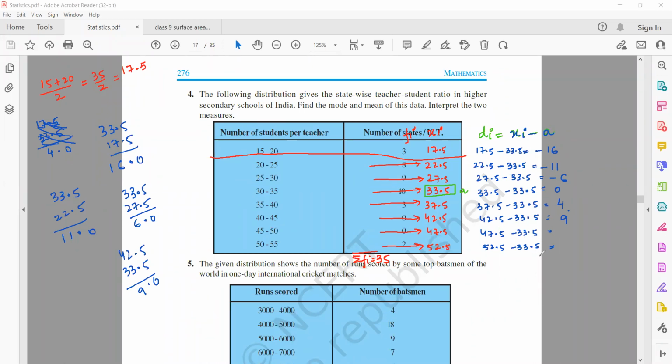Now 47 minus 33. Seven minus three is four. Four minus one is, so you are getting 14. Then next is 52.5 minus 33.5.